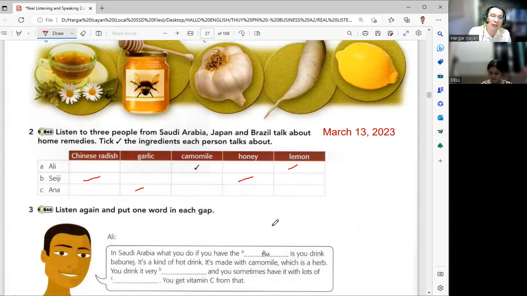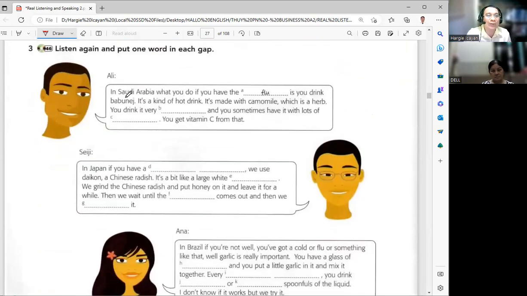Okay, and then after that one, you are going to drink. You have to drink that one. And according to her, she doesn't know if it works, but they tried that one. Actually, if they have flu in Brazil, or symptoms like flu, they just take garlic juice. Okay, now let's listen again and put one word in each gap.